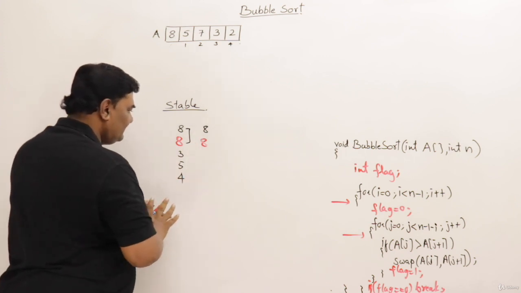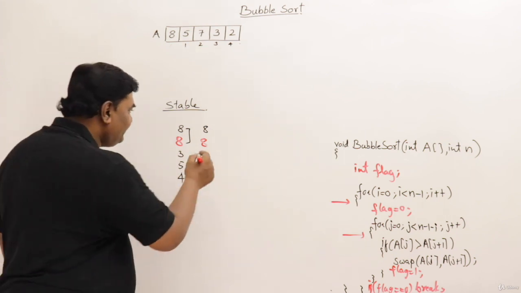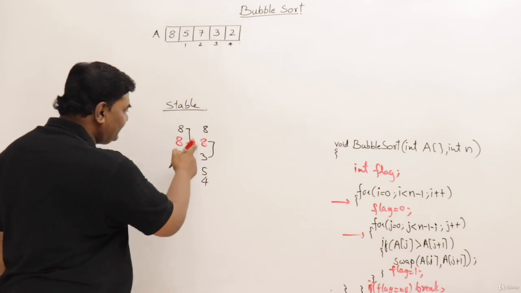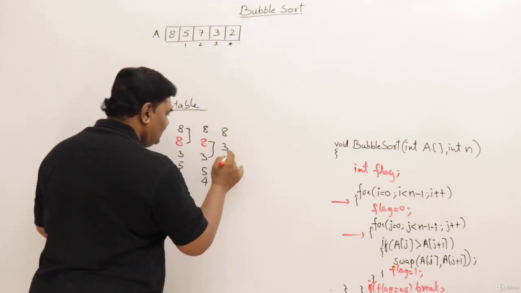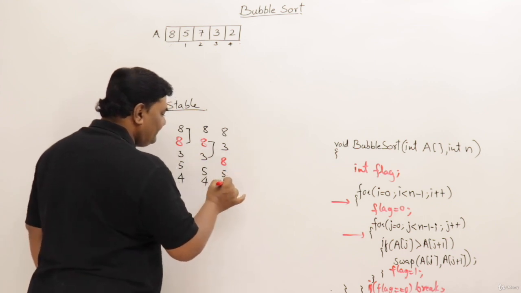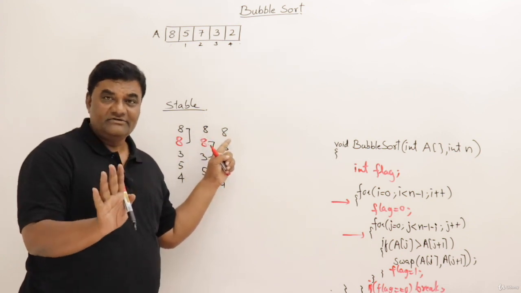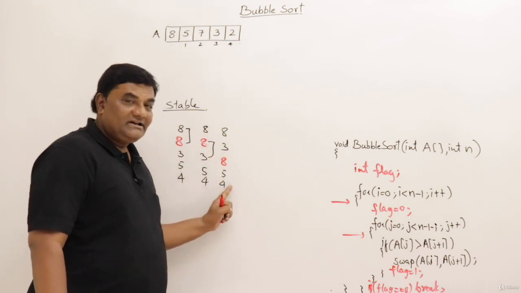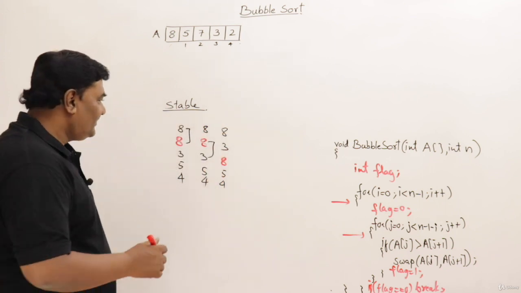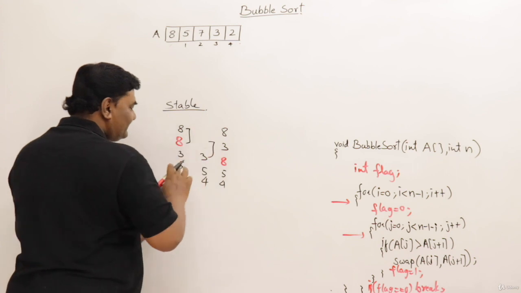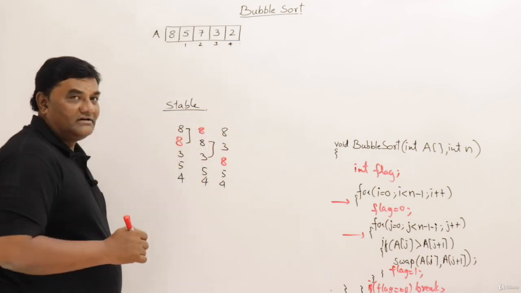Then red 8. Then 3, 5, 4. Then it will compare these two. Then this 8 goes down. So 8, 3, 8, 5, 4. Yes. So that first 8 remains there only, right? The second 8 will come at the bottom. Then above that, that first 8 will come. So their order is not changing. It's not switching the elements like this red 8 is coming first, then this black 8. They are not changing the order. This will not happen.